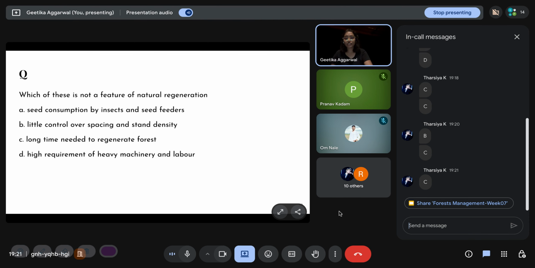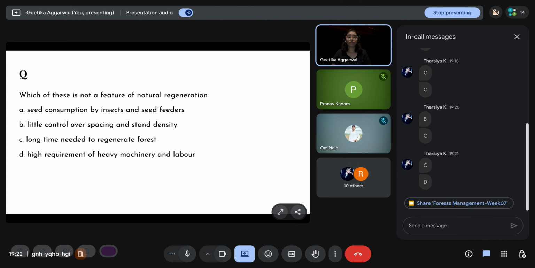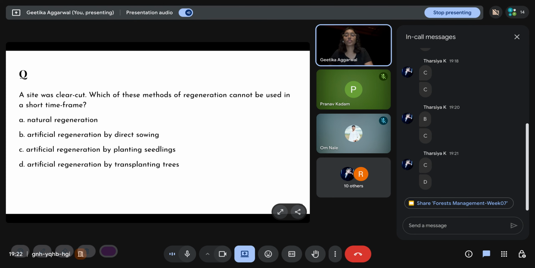Which of these is not a feature of natural regeneration? Seed consumption by insects and seed feeders, little control over spacing and stand density, long time needed to regenerate the forest, or high requirement of heavy machinery and labor. Which of these is not a feature of natural regeneration? D. Very good. So you do not require any machinery or labor in natural regeneration because you're letting the forest regenerate on its own.